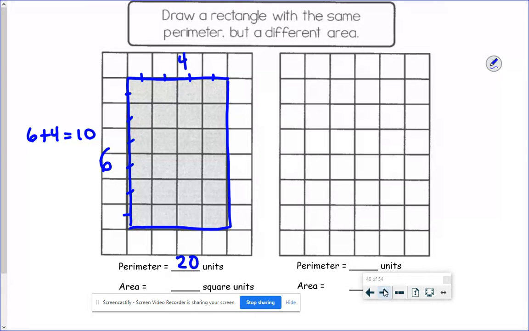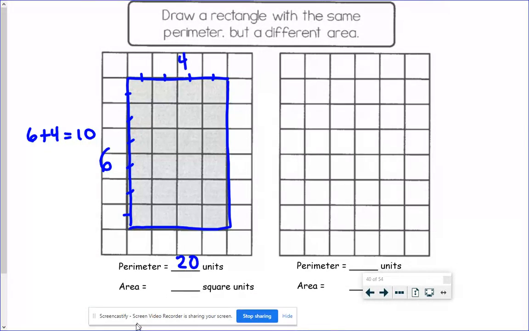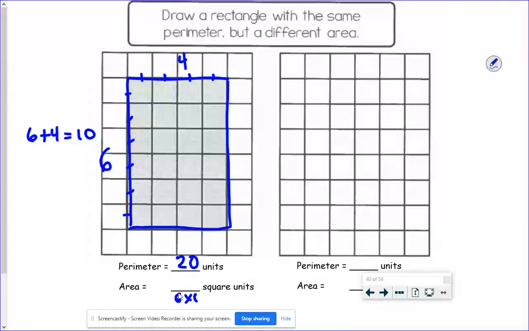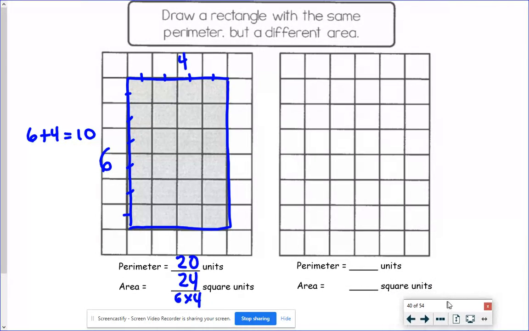Then when we need to find the area, that's when we multiply the sides to find the amount of space inside. So that would be 24. We're trying to find the same perimeter. So we're going to look for other number combinations that give me 2 of the sides added together equal 10. So let's make a list.